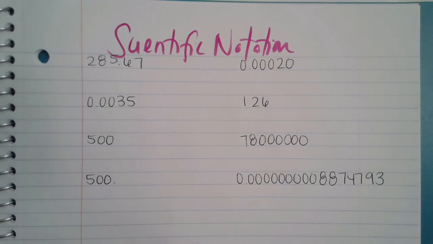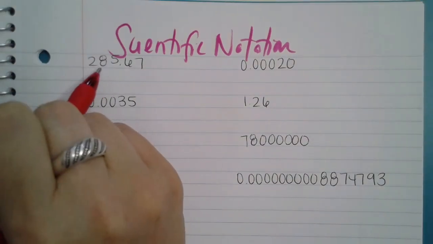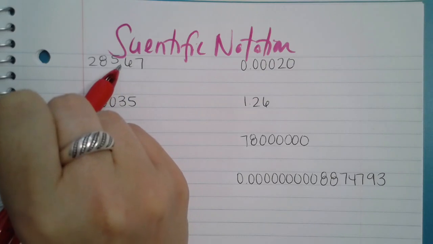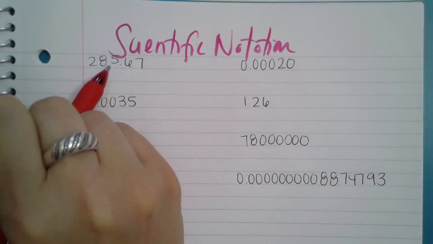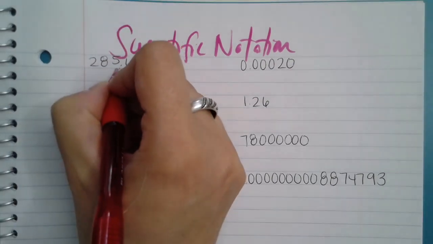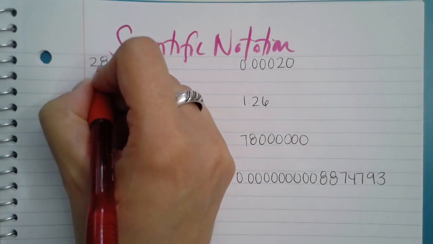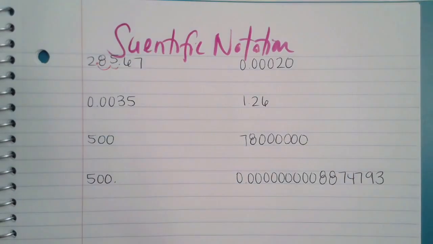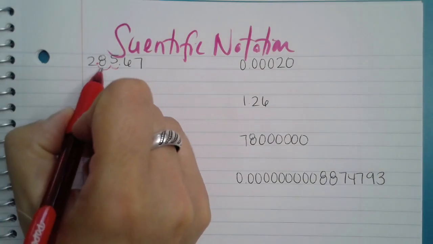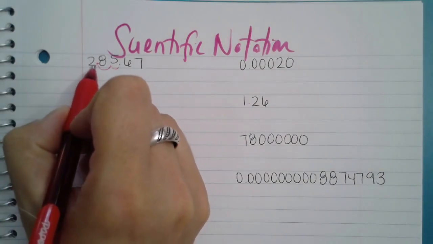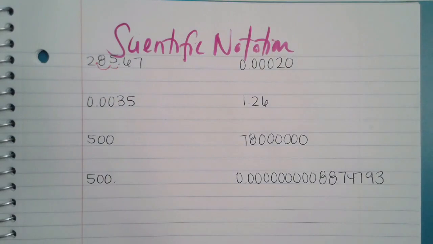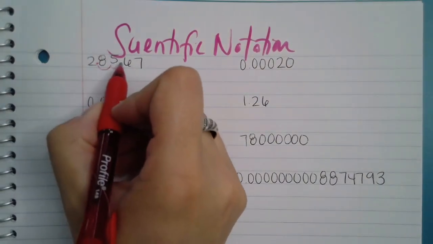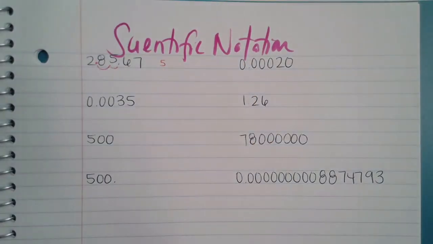So if I have this number 285.67, my decimal point is in this position right here. You want to move this over until I get in between this first number and then those numbers after that. Now this particular number has 1, 2, 3, 4, 5 significant figures. So when I put this in scientific notation, your answer should still have 5 significant figures.